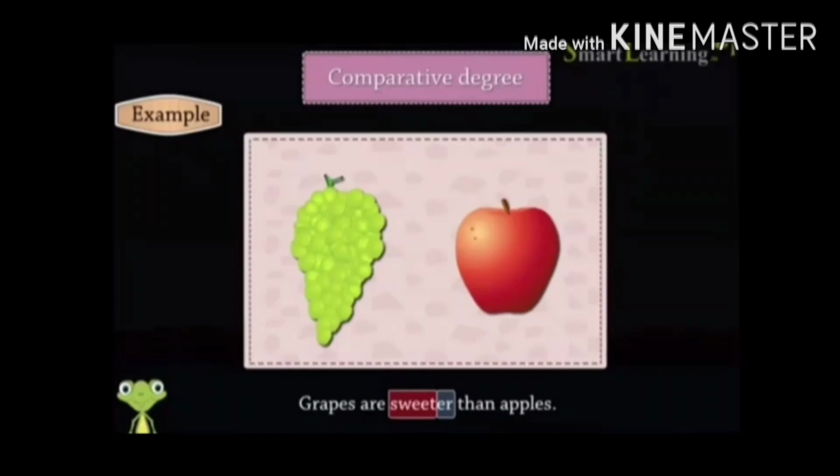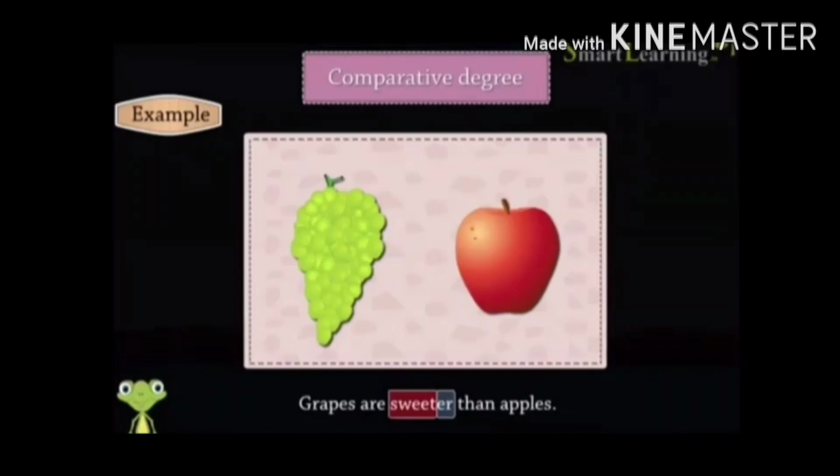Here we can see 2 fruits, grapes and apple. Look at the sentence. Grapes are sweeter than apples. We have added suffix er to sweet. So here sweeter is an example of comparative degree. One more rule applies to comparative degree. Just read the sentence once again. Grapes are sweeter than apples.